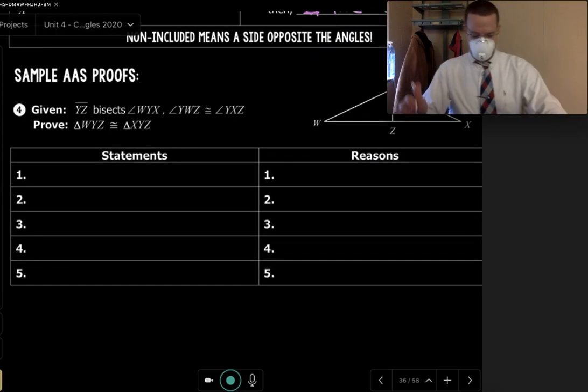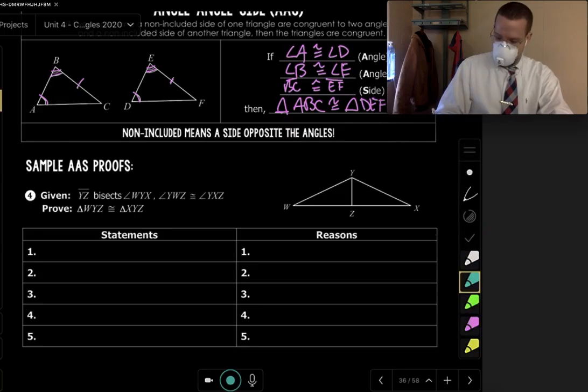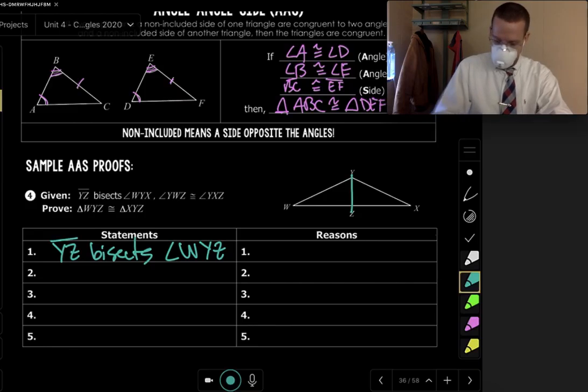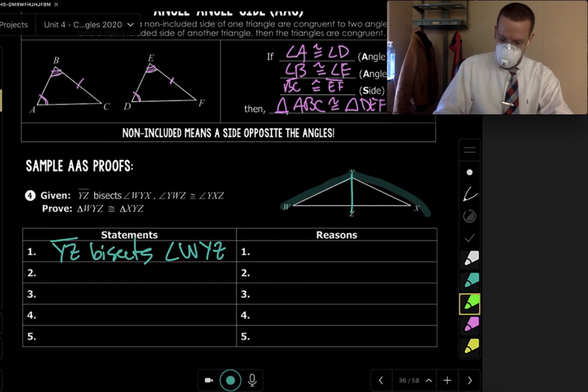Let's look at a proof. Nothing filled in. So let's look. I'm just going to fill in what we are given because we are given two pieces of information here. So let's just write this in. YZ bisects angle WYX. So YZ is bisecting this angle here. I'm just going to kind of mark my figure here. And then we have angle YWZ, so in here, is congruent to angle YXZ.